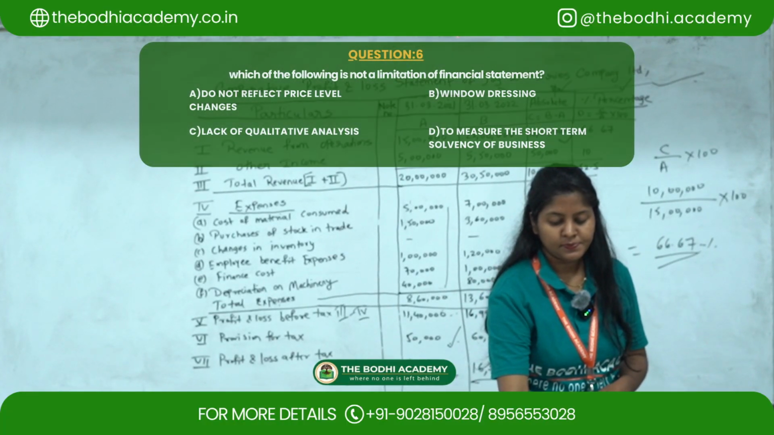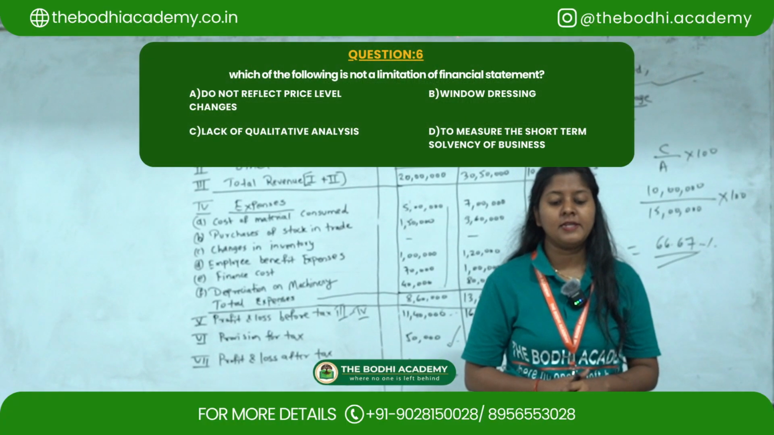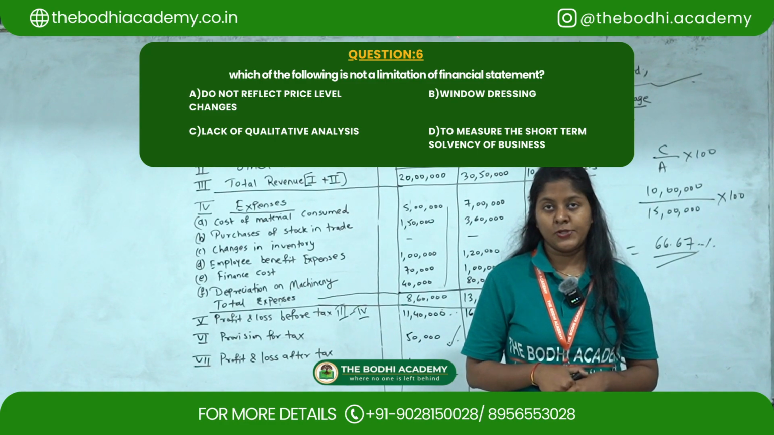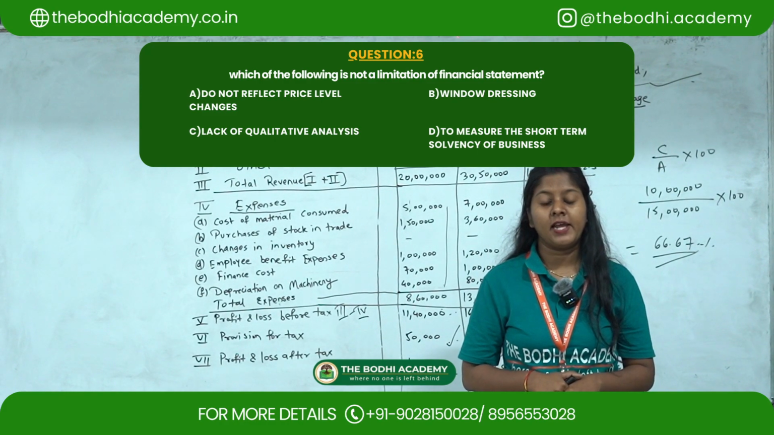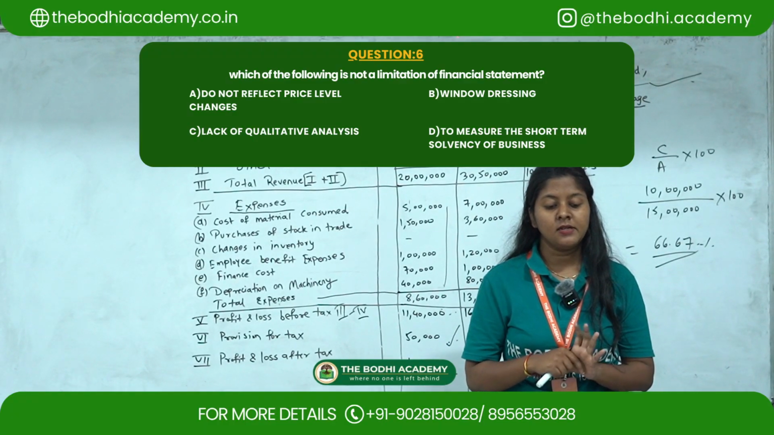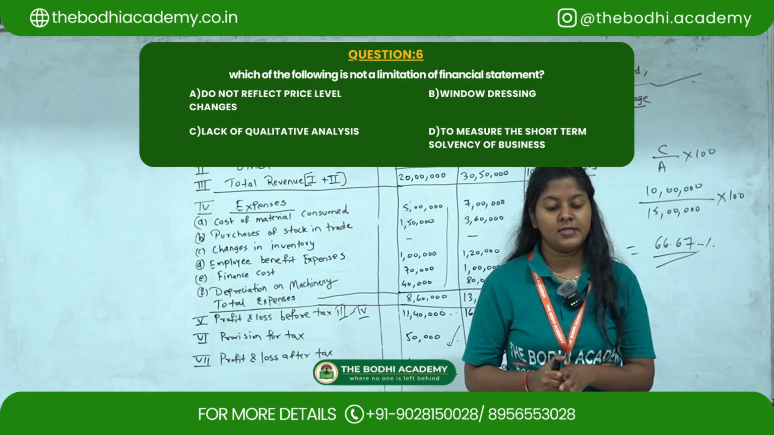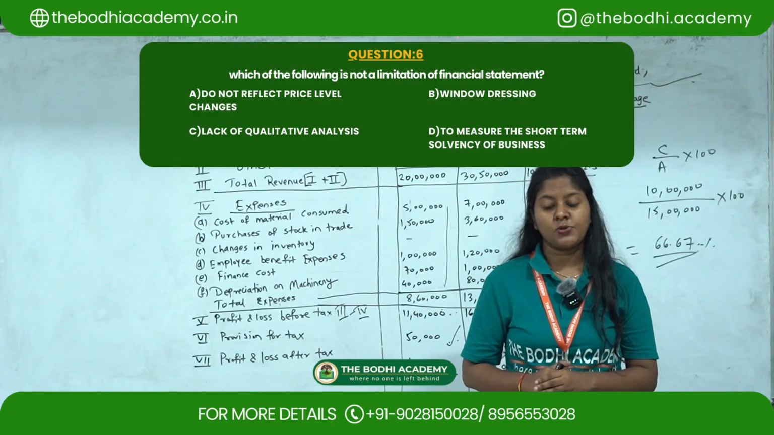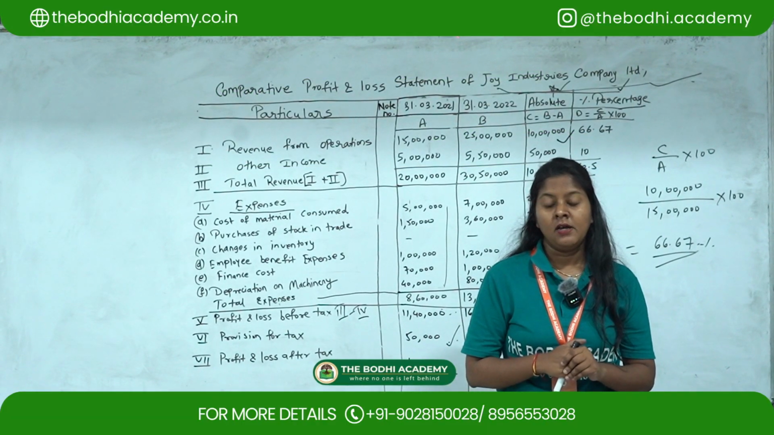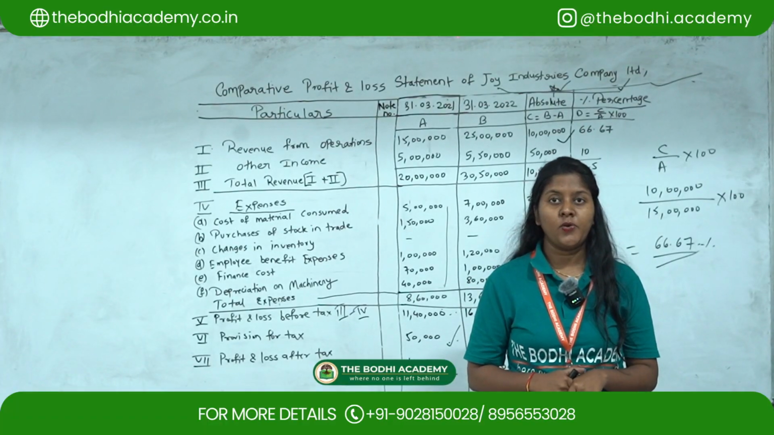Next, which of the following is not a limitation of financial statements? The options given are: do not reflect price level changes; next, window dressing; then lack of qualitative analysis; fourth, to measure the short-term solvency of business. So here the correct option is to measure the short-term solvency of business.